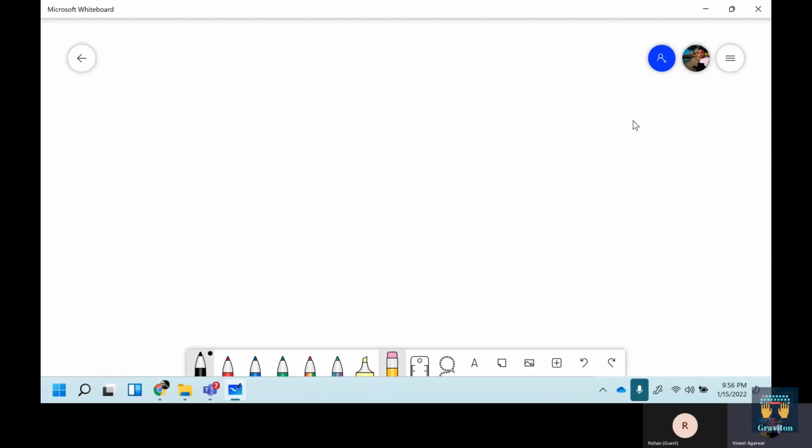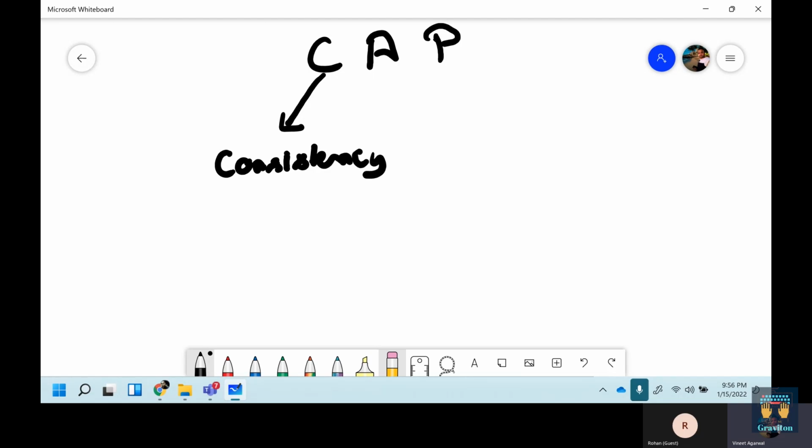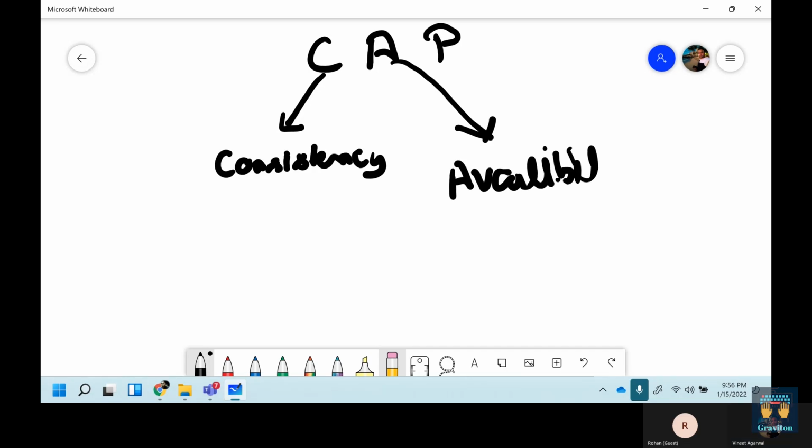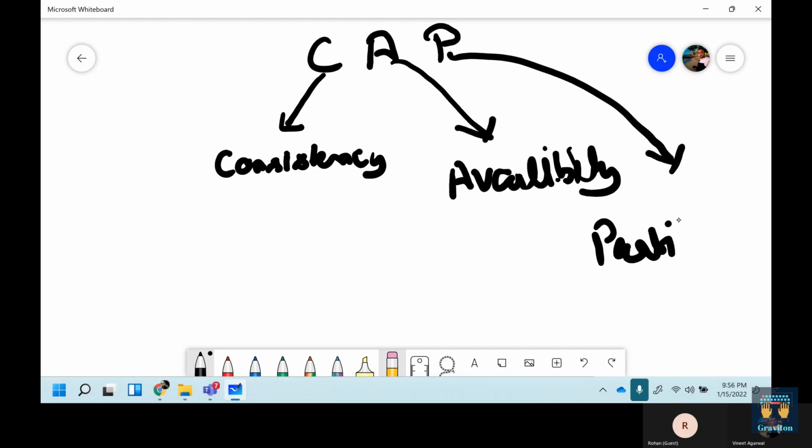Hello friends, today we are going to discuss what is CAP theorem. Before we start, let's understand the meaning of each of the three characters. C stands for consistency. You might have heard this term very frequently in a distributed architecture. A stands for availability, and P stands for partition. And I'm appending one more word with partition, which is tolerance. You will understand what partition tolerance is.